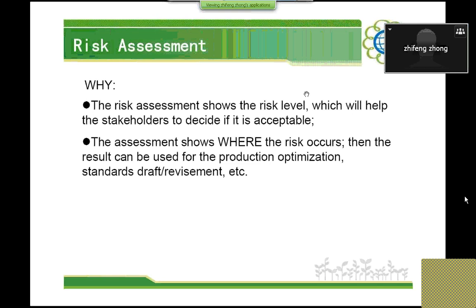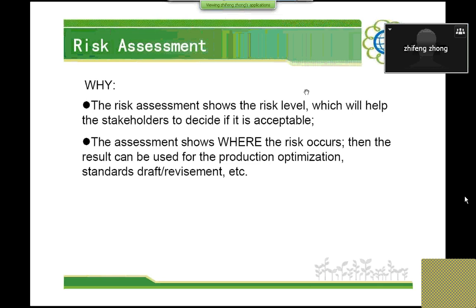For example, our manufacturers think that the risk of the manufacture of the 290 production is controllable, is acceptable, but the risk for the maintenance, for the aftercare, is maybe not very good for them, and they are still trying to do something more to reduce the risk level. And also the assessment will show where the risk occurs, and then we can do something more to reduce the risk level, for the revision or the draft of the standards.